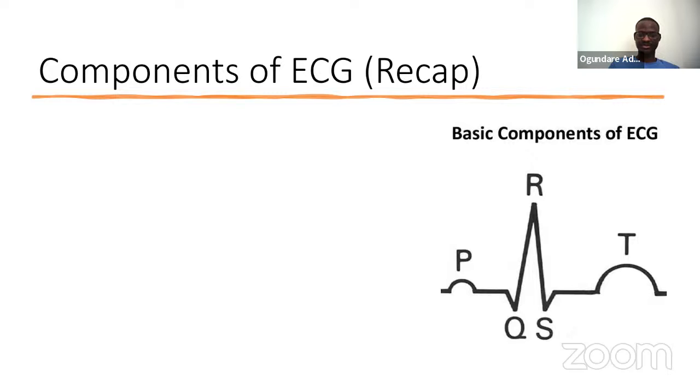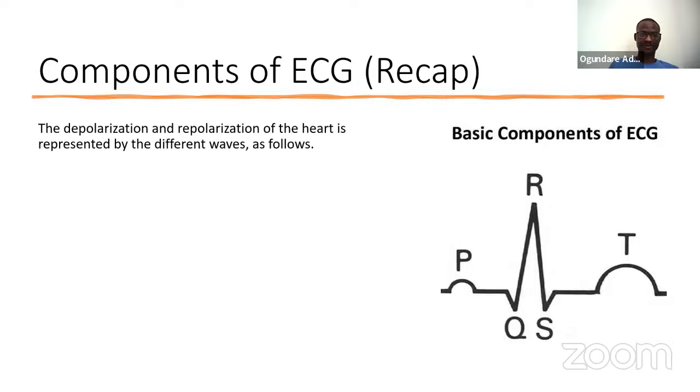Okay, so just a further recap, because I'm going to be building on this, I've decided to bring this forward all over again. The depolarization and repolarization of the heart is represented by the different waves. The major waves in the ECG are the P wave, QRS complex, and the T wave.